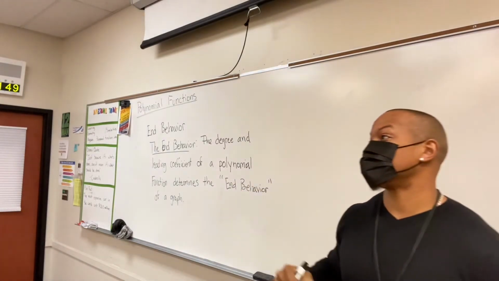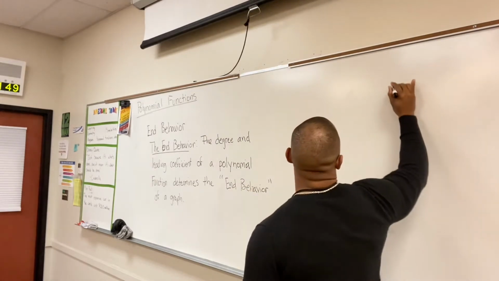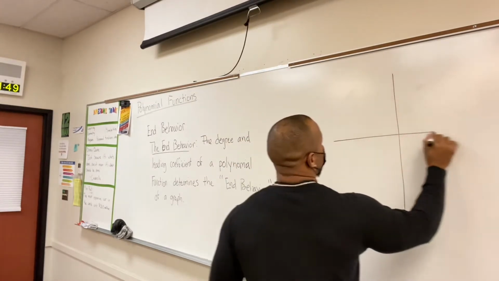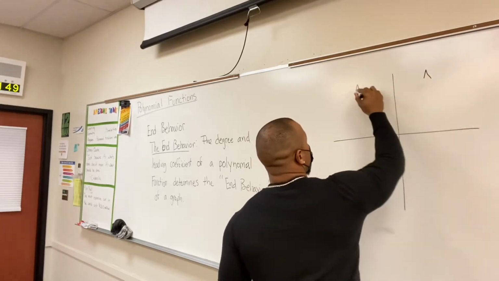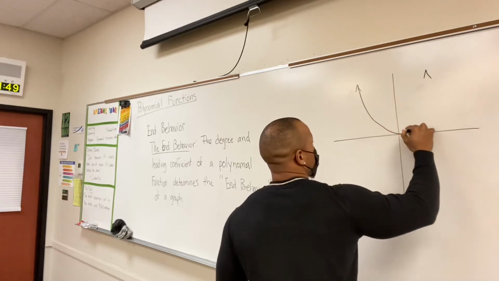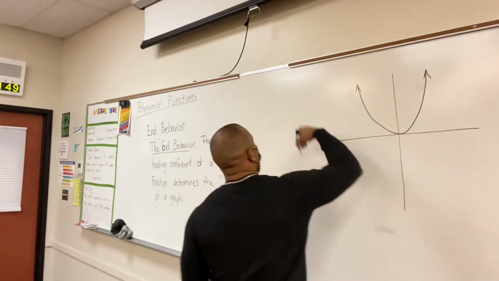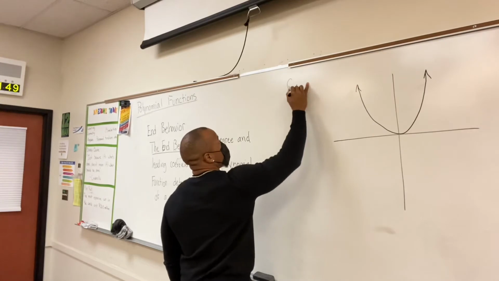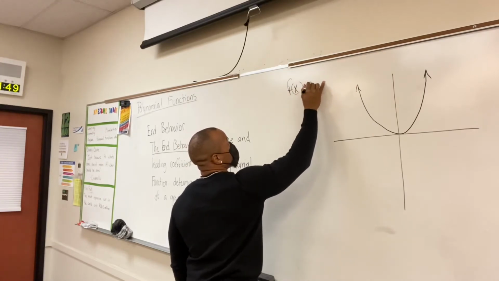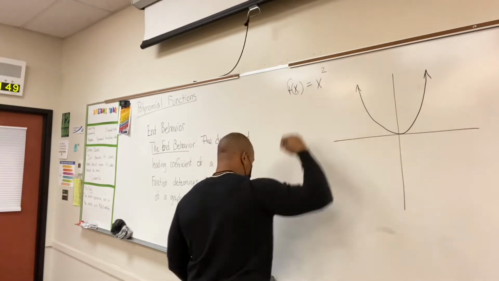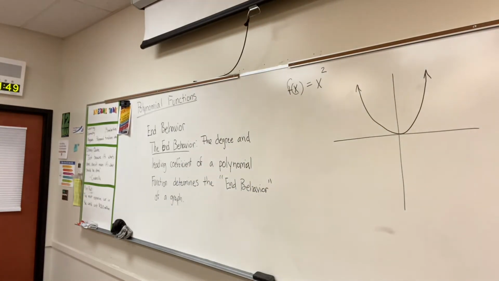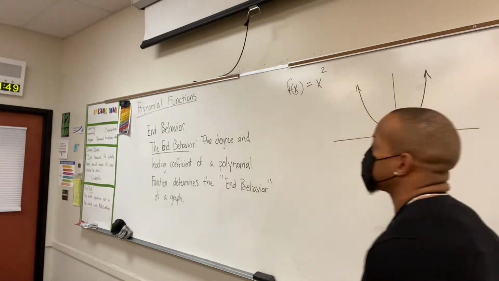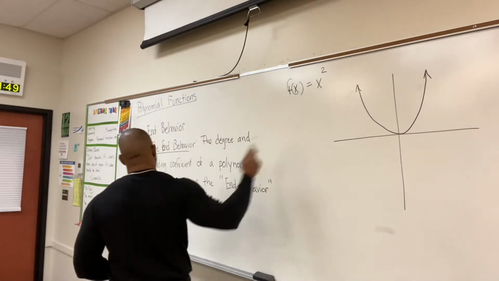What that tells us is, say you have a graph that looks something like this. Okay? Your f of x is x squared. Okay, you guys have all seen parabolas that look like that, correct?